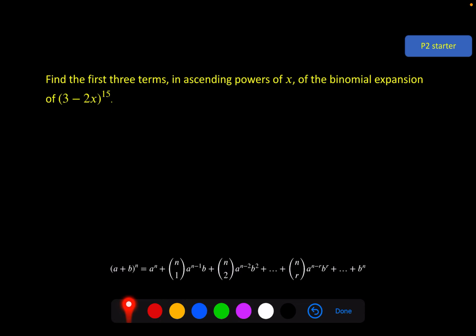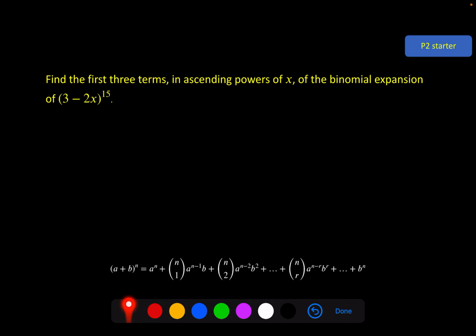Welcome to the third video in the P2 binomial theorem chapter. On the screen is a starter question to review the formula from the last video, but it is also an introduction to the idea in this video that you don't always need to do the full expansion. In this case, we only need the first three terms.